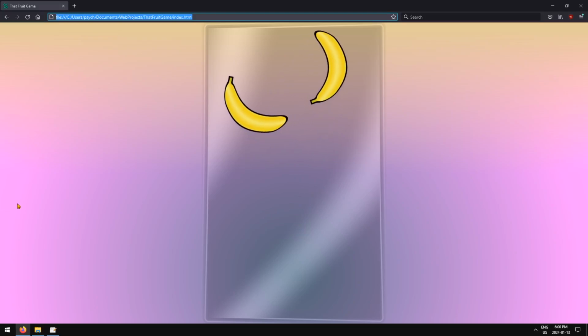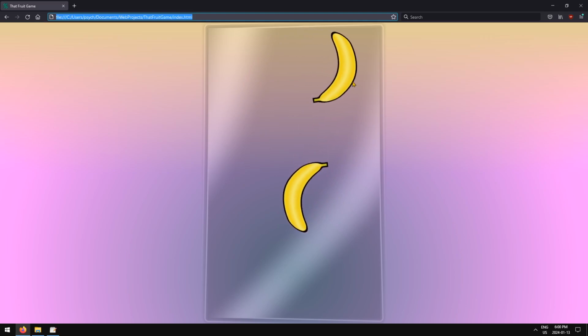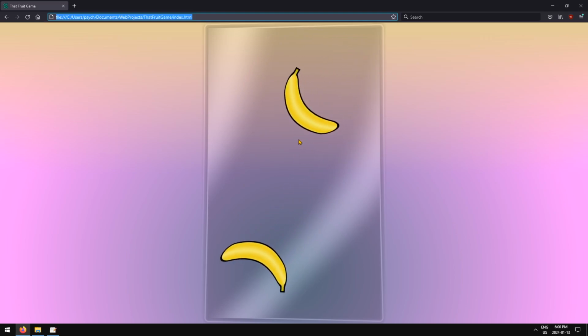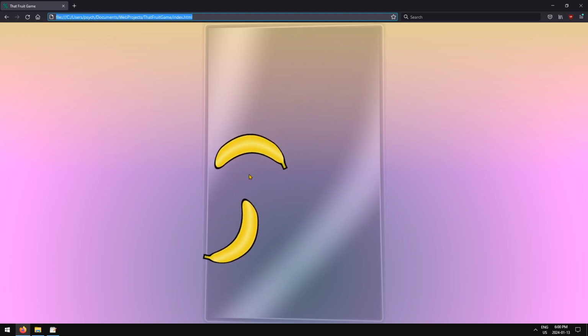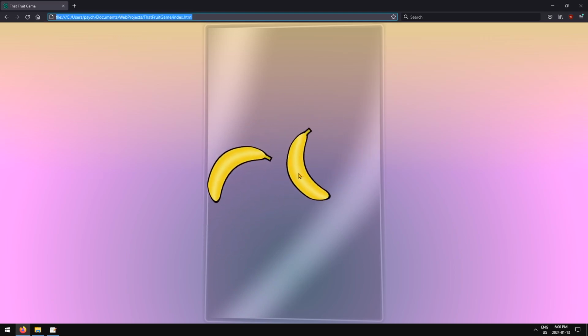All right, I've implemented rotations into the collision detection. So now we can see two rotating bananas. And when they hit each other, you can see there the collision detection's working.